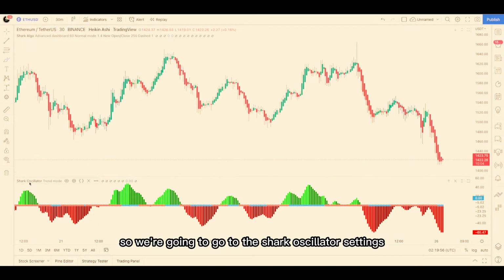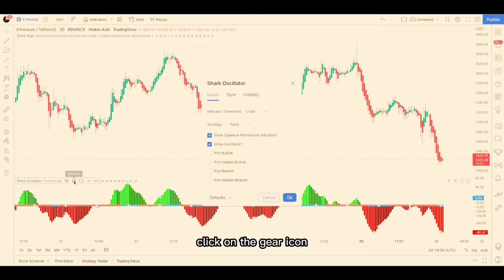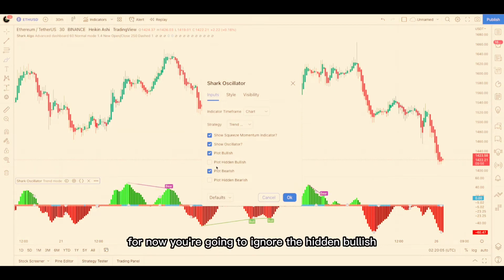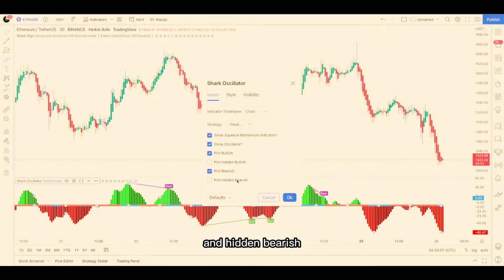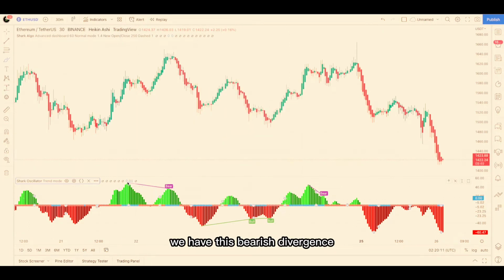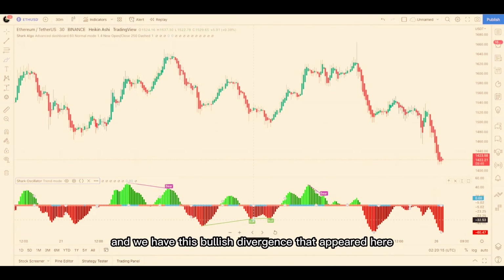So we're going to go to the Shark Oscillator settings, the gear icon. We're going to click on plot bullish, and we're going to click on plot bearish. For now, you're going to ignore the hidden bullish and hidden bearish. We're going to click OK. As you can see here, we have this bearish divergence that appeared, and we have this bullish divergence that appeared here. So what does divergence mean?